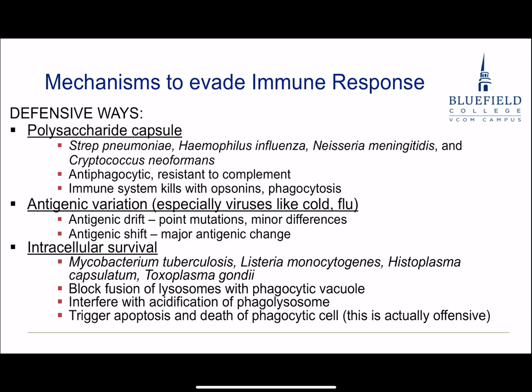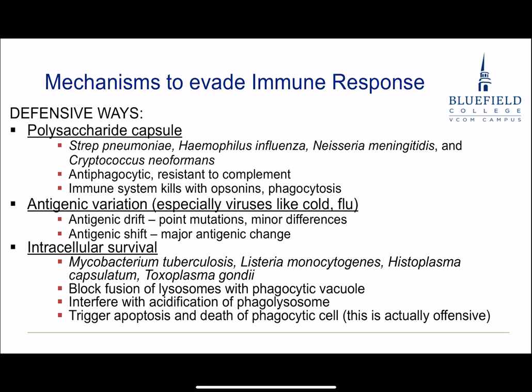Another defensive way that pathogens can evade the immune response is that sometimes they can get inside host cells and hide out in there, and the immune system can't see them. Like Mycobacterium tuberculosis, Listeria, and Toxoplasma, which causes toxoplasmosis. They can get in host cells and block the fusion of lysosomes with the phagocytic vacuole. And so they're protected in there, and they're invisible.